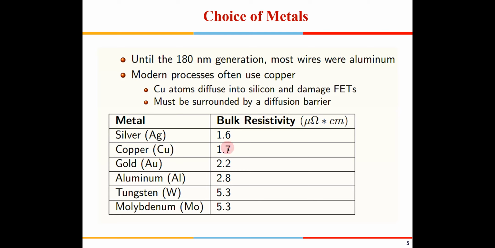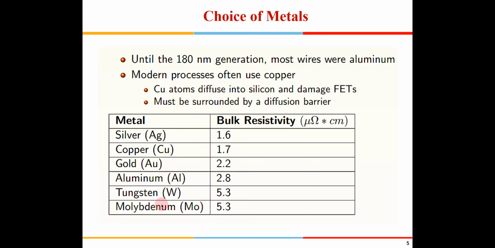Copper has better electrical properties, but the cost is much higher than aluminum, and you also need to take care that copper atoms have a tendency to diffuse into silicon. Gold is another very good option. It has a much lower resistivity and doesn't have this diffusion issue, but then it is pretty costly. So these are the various metals being used here.